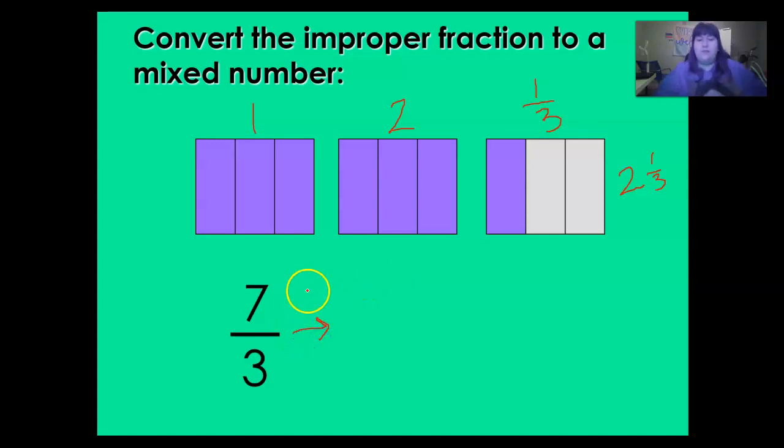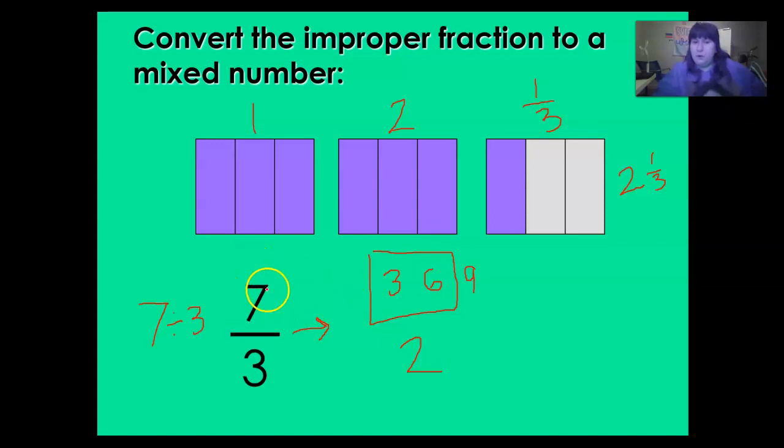All right, so we have 7/3. Step 1, you have to divide the numerator by the denominator. So you're going to do 7 divided by 3. How many groups of 3 can you make with 7? Well, 3, 6, 9. Oh, that's too many. So it looks like I can only make 2 groups. 3, 6. I can make 2 groups of 3 with 7.